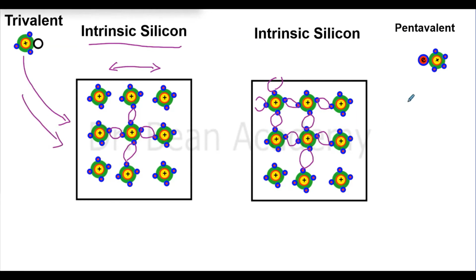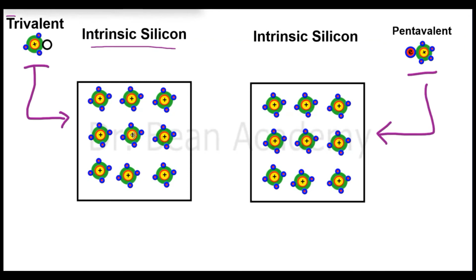On the other hand, if I have a pentavalent atom, pentavalent is a material which has five electrons in its valence shell. And if I inject this atom into this material, what happens? With these two procedures, if I inject a trivalent material or a pentavalent material, I make two types of semiconductors. One is P type, another is N type. And then here we will see what happens.